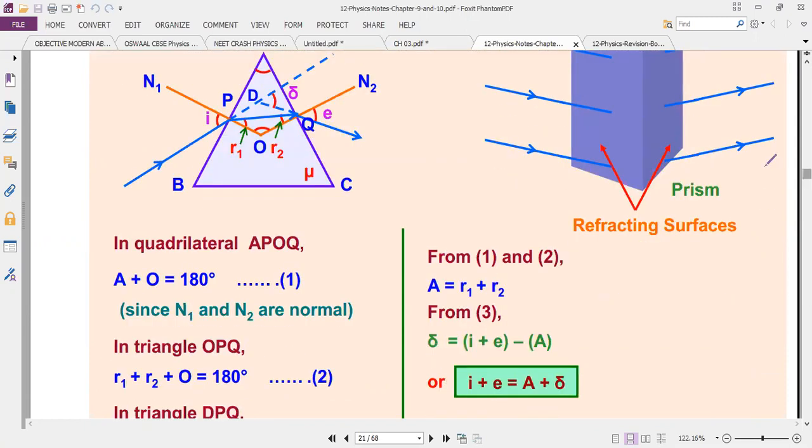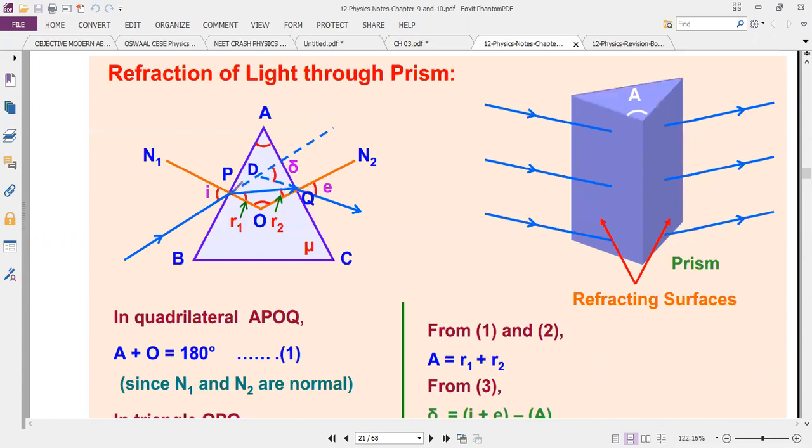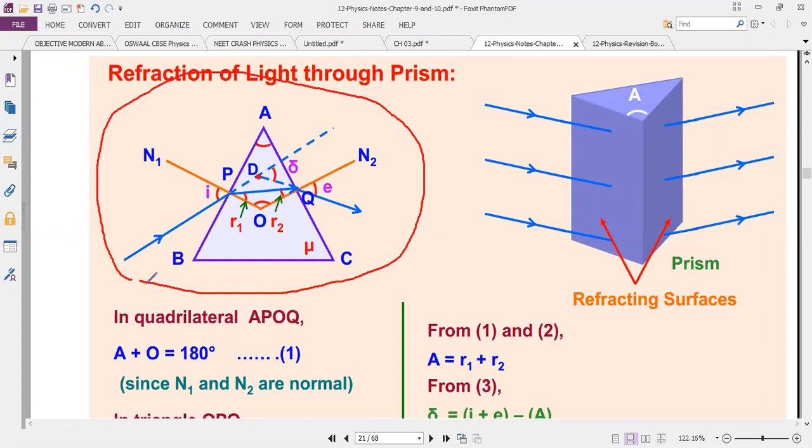Yeah, this diagram is very clear. See here, the incident ray and emergent ray both meet at one point. This is the angle of deviation, delta. Draw the diagram. For the diagram you will get 2 marks. It is compulsory because it is in the practical syllabus.